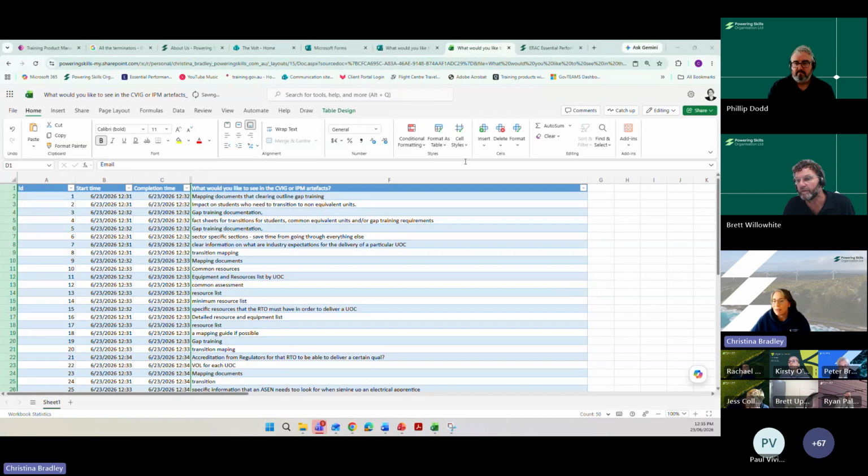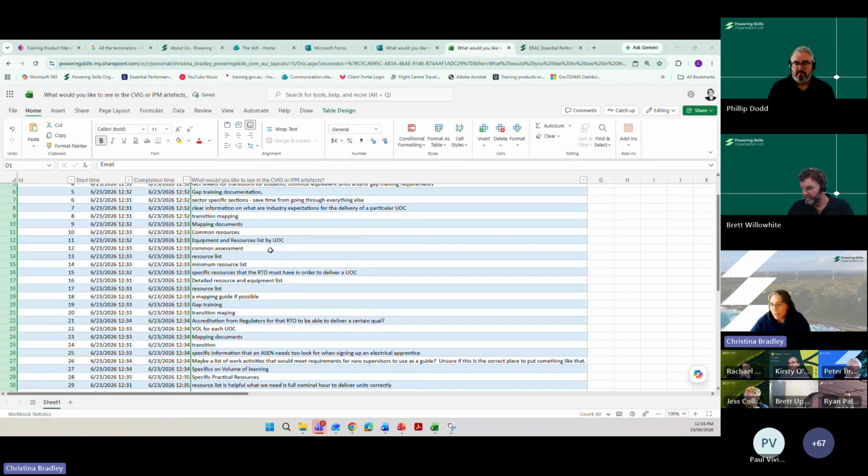Rightio. So some of the things we've got: mapping documents that clearly outline gap training and impacts on students who need to transition to non-equivalent units. So gap training's coming through loud and clear, not a surprise. Clear information on industry expectations for the delivery of particular units, transition mapping, common resources, equipment and resources list by unit of competency, common assessment.